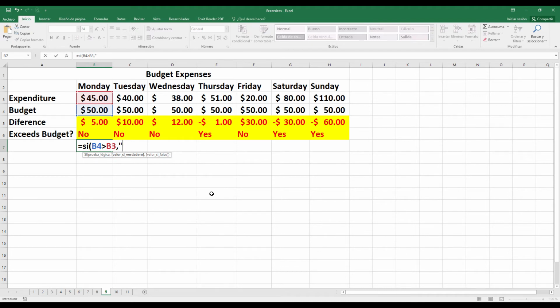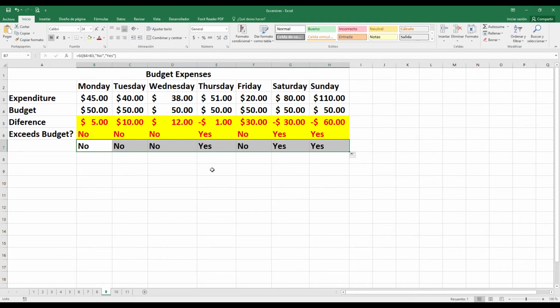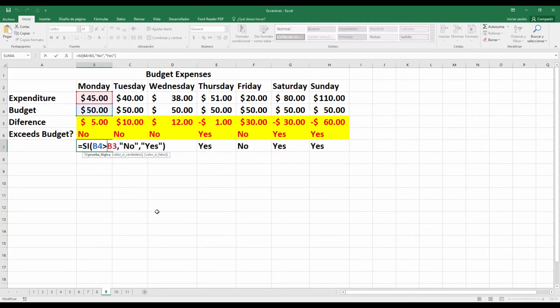you can put here no. Yes. Okay, this is correct. You can compare expenditure with the budget. If your budget is greater than your expenses, no, you are less than the budget. Okay, this is one way.